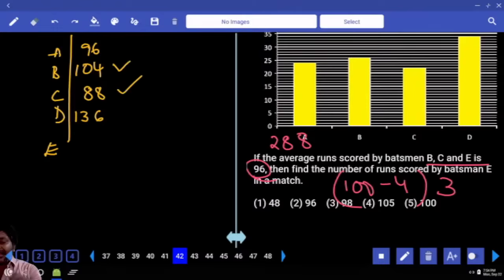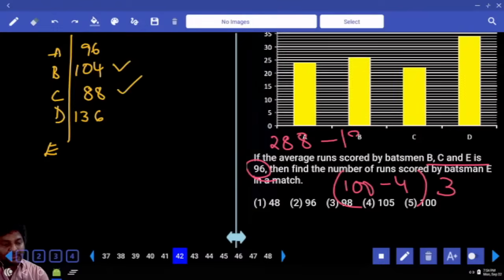B and C together, 192. Instead of subtracting 192, you subtract 200 and add 8 later. Subtract 200, 88, add 8 more. So the runs scored by E become 96. Find the number of runs scored by batsman E in the match: 96.